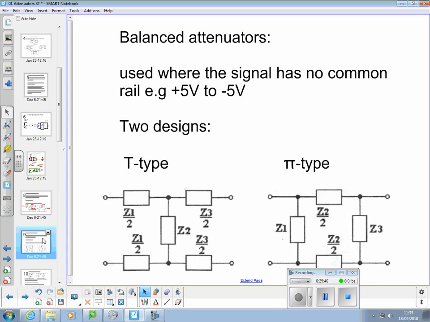So if that was calculated in the unbalanced type as 100 ohms, you'd take that 100 ohms and put 50 there and 50 there. Yeah? Okay? You're not going to build one of them anyway. They're in the notes for completeness. Right. So already you've got four different things because you've got pi and T type in both balanced and unbalanced.